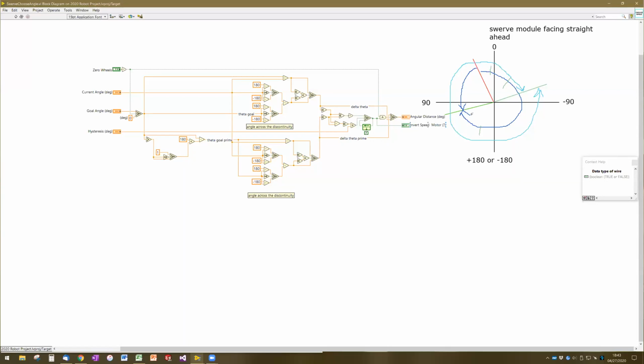So if we chose the goal angle before, we stay choosing that one. And if we were previously choosing the opposite of that, then we're going to stay choosing that. We only switch to the new choice if it would save us more than 10 degrees of travel distance. Does that make sense? Are there any questions about how the hysteresis is implemented in this code?